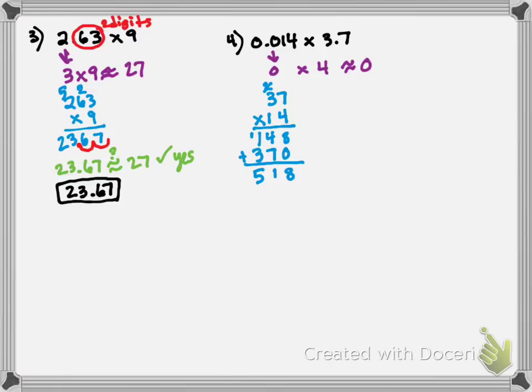Now I'm going to go back to my original problem, and I'm going to count how many digits came after the decimal points all together. So the first number had 3 digits, and the second number had 1 digit, for a total of 4 digits. So I go to my answer, and I move to the left 4 places. Now notice, that's where the decimal ends, and I have a loop that has nothing in it. So we got to fill it up with a 0.